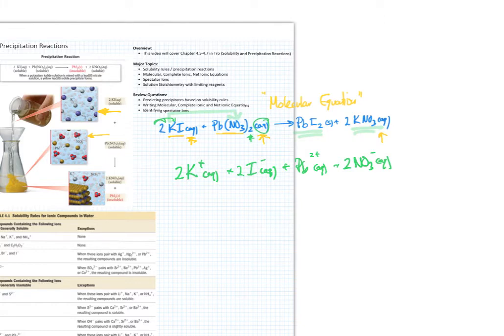What about the product side of the equation? The product side is PbI2, and notice that one's a solid, so we don't break that one apart. It's PbI2, lead iodide, and that one is a solid. We leave it together, but we've got this one as an aqueous, so we need to break that apart again: 2 K plus aqueous plus 2 NO3 minus aqueous. This version of writing the equation is called the complete ionic equation.